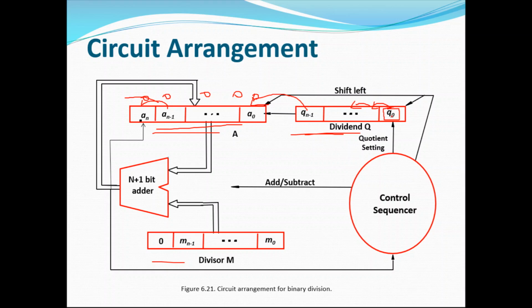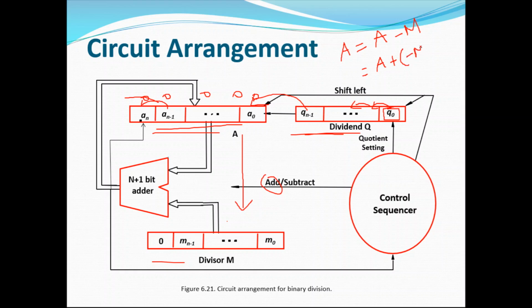After shifting, you have to subtract the divisor from A. Actually, we don't subtract, we add. We take the 2's complement of the divisor. So what we want to perform is A equals A minus M. That is, subtract the divisor from A and store the result in A. This is equivalent to A plus minus M.